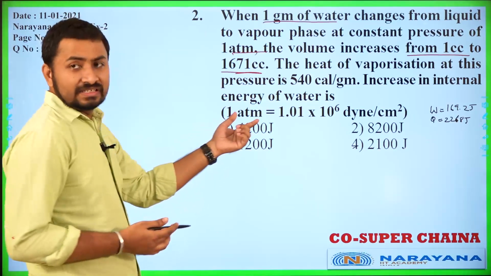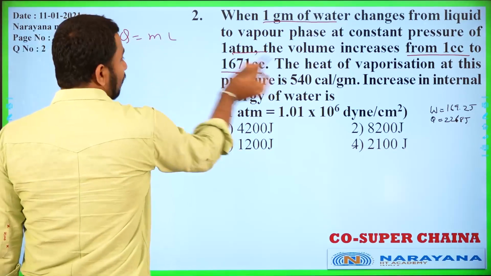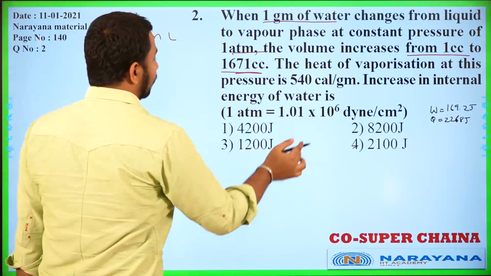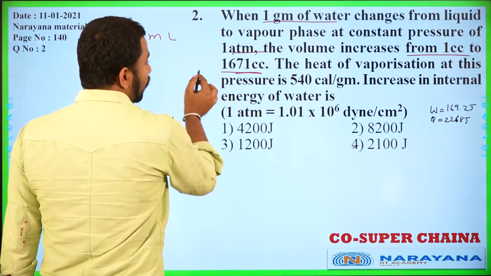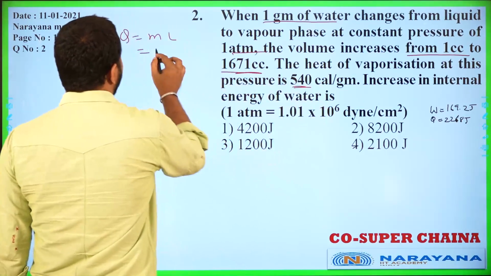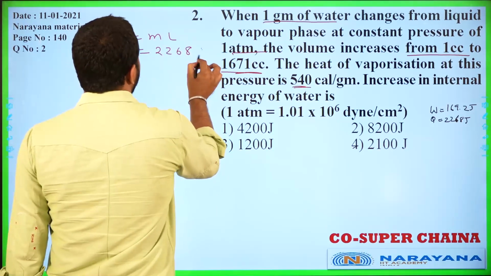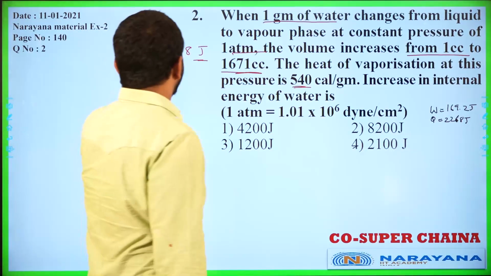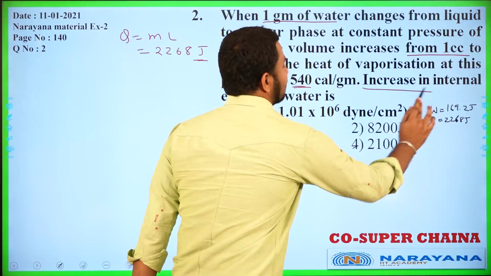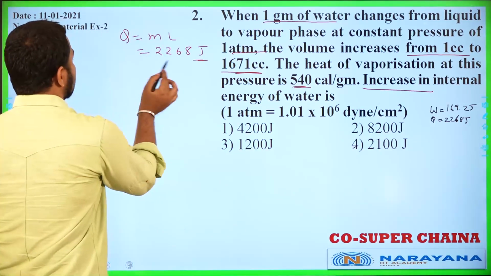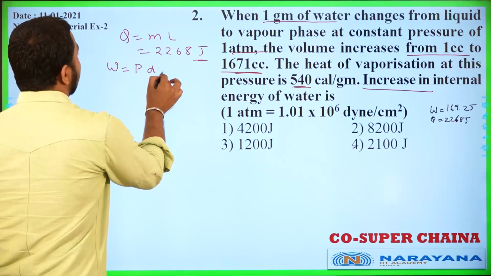Okay, this is the same question which we have discussed earlier. Just check here, Q will be equal to m l. If you plug in the m and l values, we will get Q as 540 kilocalorie. If you convert this into joule, it will be 2268 joule, right? This we got the Q value. Now we need to get the work done, because we need to find the increase in the internal energy. So work done, student, W will be equal to P dV, right?